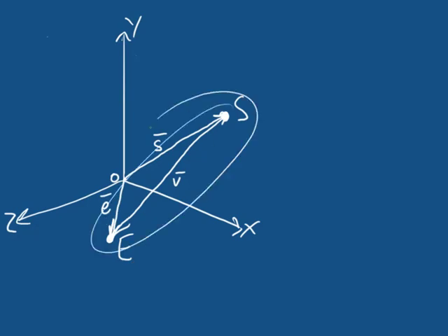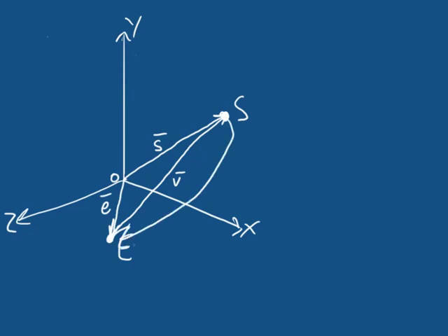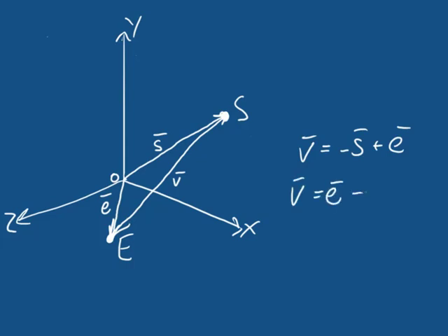Then we know that we could find V, just like in our 2D example, by travelling from the point S to the point E. So if V travels from S to E, that's the same as travelling down the negative vector s, so negative s, and from there travelling along in the direction of e. So if we rearrange this, we'd get e minus s, and you'll notice this is exactly the same as we saw in the 2D case, that our V is equal to the position vector of the endpoint minus the position vector of the start point.